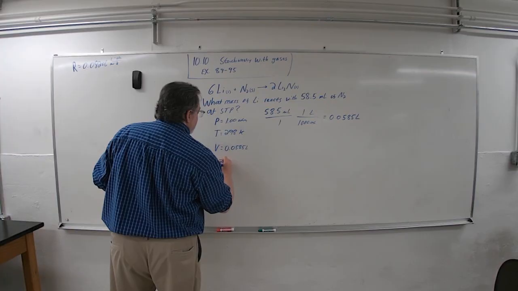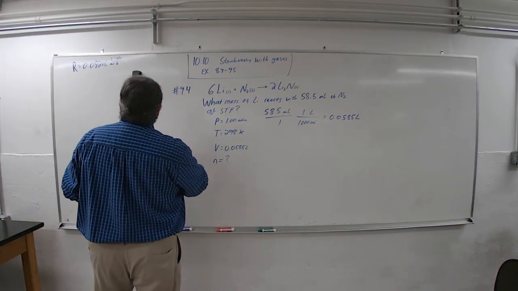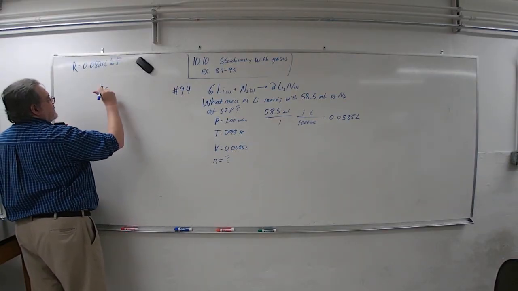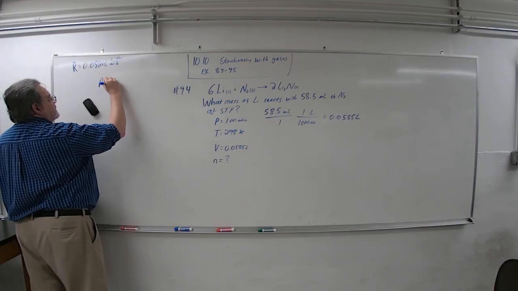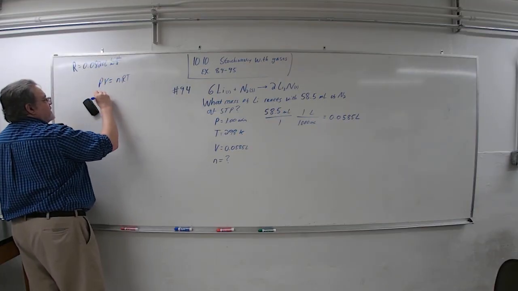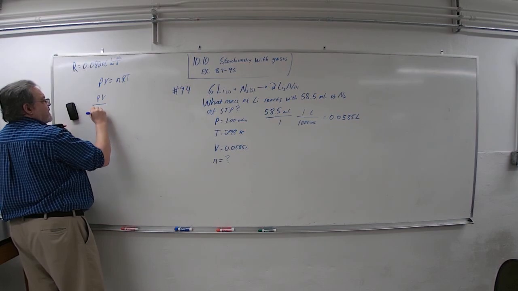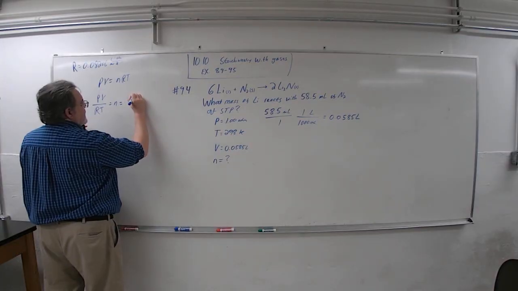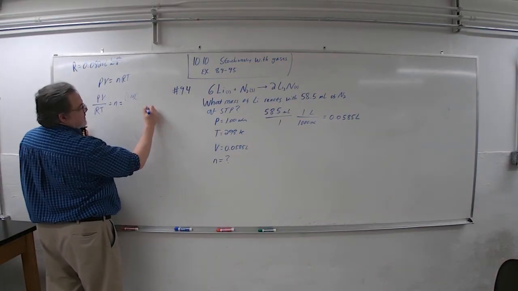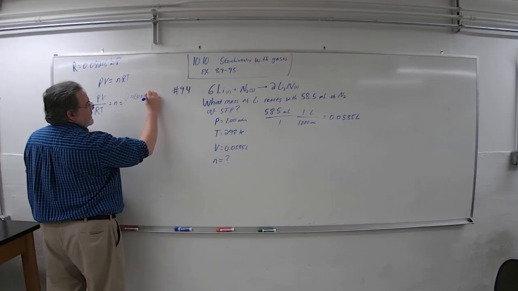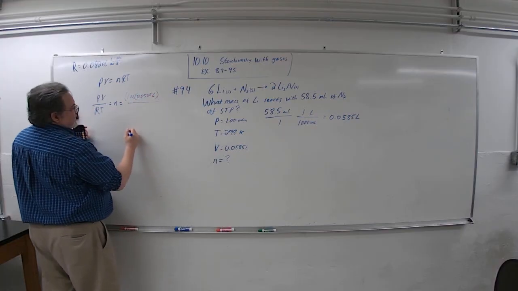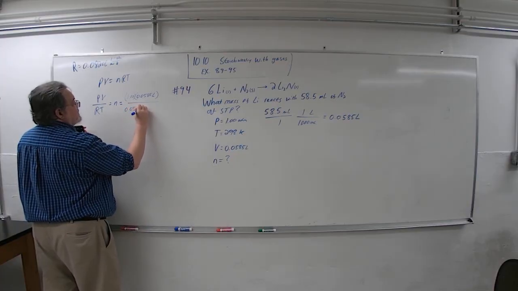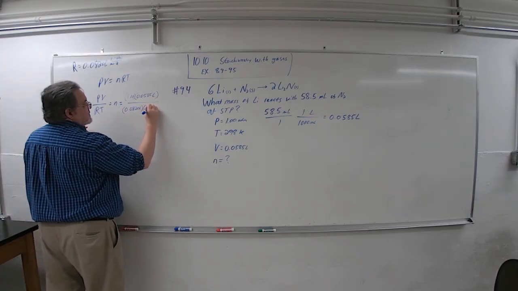Trying to find N. Then we have R. Okay, so N equals PV divided by RT. Pressure, 1 atmosphere, volume 0.0585 liters. R is 0.08206. Temperature 298.